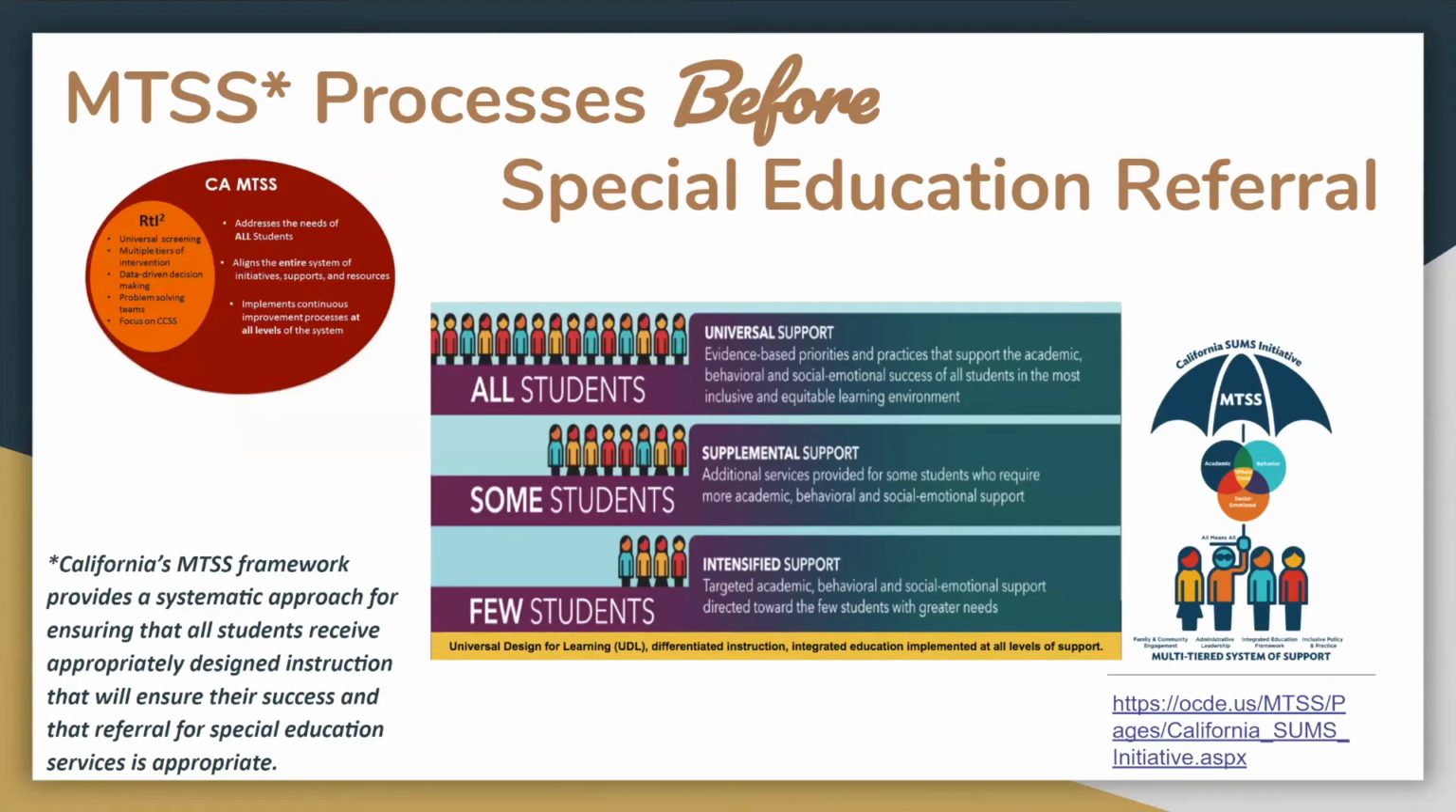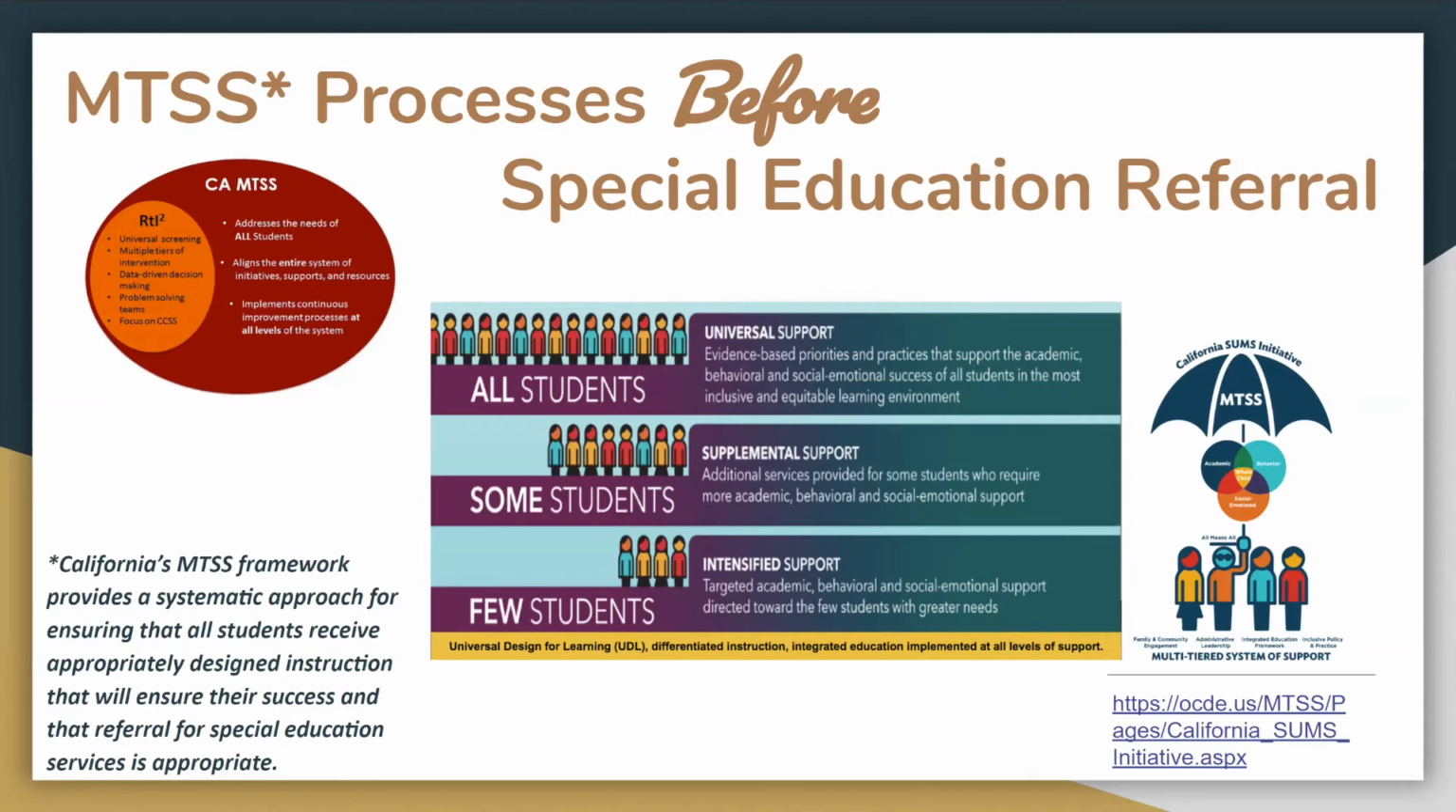MTSS process, always before special education referral. By design, the MTSS process is developed to have those difficult conversations, to detect and determine what is intensive support, what is universal support for everyone, reminding ourselves that all students are general education students first, that all students would have access and exposure to support in the universal level, in supplemental supports, and then intensive supports, and then referral to special education. So that section of few students is not necessarily special education.